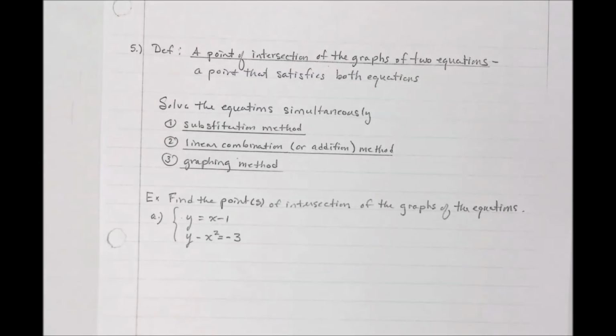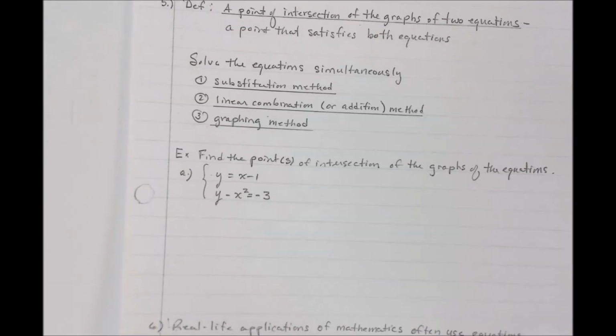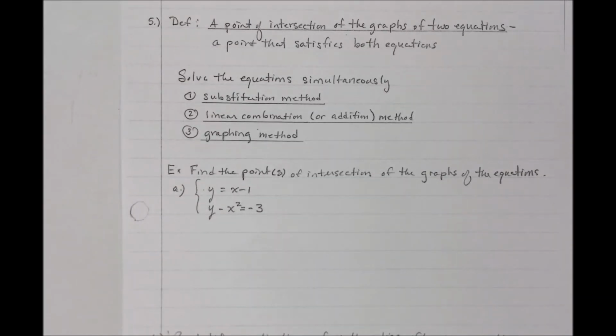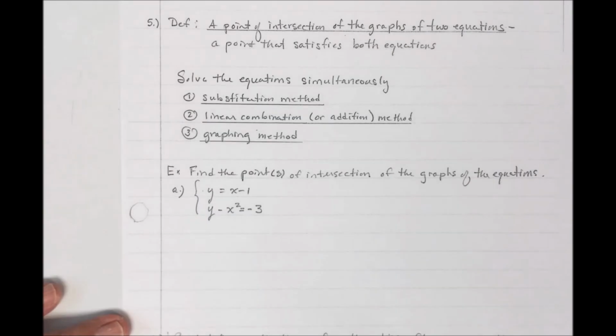What if we have more than one equation? Would we be interested in all the solutions to both equations, or maybe just be interested in those solutions that satisfy both equations, or find their intersection? A point of intersection of the graphs of two equations is the point that satisfies both equations.